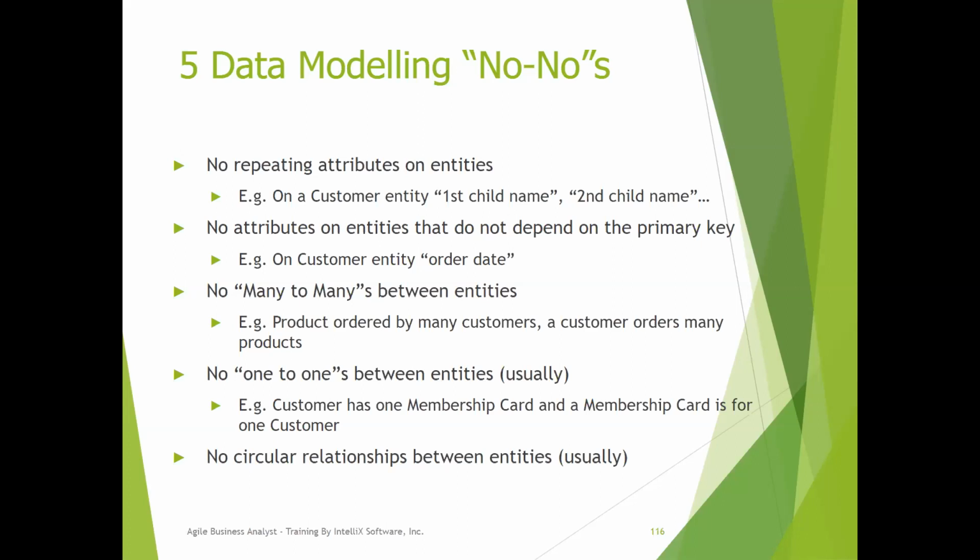And the last thing is you should never have a circular relationship between entities. In other words, you can't have a customer dependent on the product and a product dependent on the customer. Whenever you try to do that, when you're trying to traverse through it, you can end up in infinite loops whenever you're trying to identify a specific thread of the relationship.